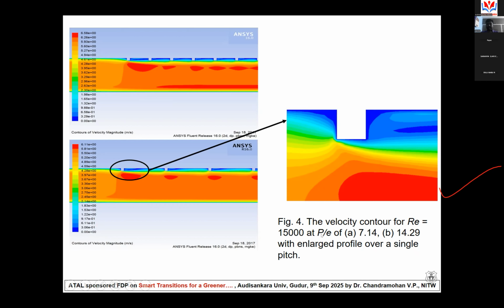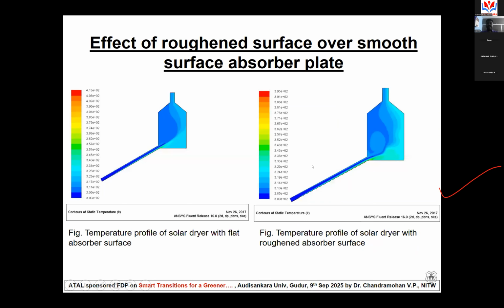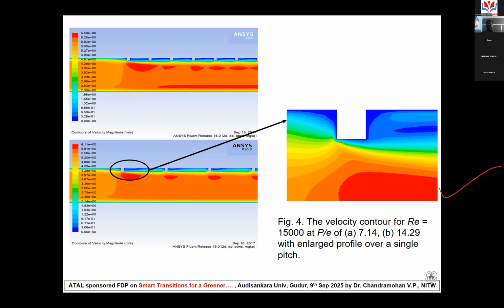These are the input values. The Reynolds number is 15,000, and P by e, meaning pitch by height, is taken as 7.14. This is for 7.14, and this is for another pitch. Actually, the pitch and heights are varied. So like that, we did the analysis through CFD, and finally we were able to give the optimized pitch and optimized height, and for that we have another parameter called thermal enhancement parameter, otherwise called thermohydraulic performance parameter, THPP, where the Nusselt number is more.